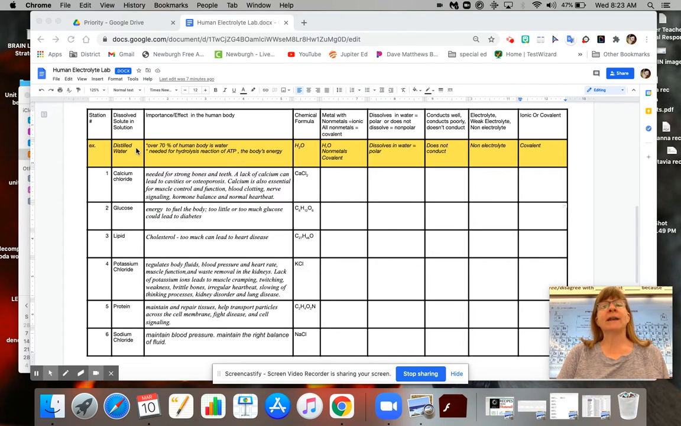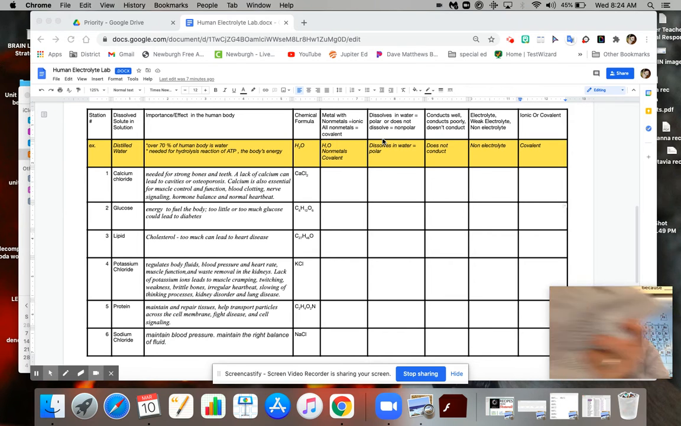Okay, well, we know our body is mostly water, right? So distilled water, it's over 70% of the human body is water, and we need it for the body's energy. Again, we're looking at my screen. The chemical formula for water is H2O, which is made of H's and O's. Those are both non-metals. Looking here, again, oxygen is a non-metal and hydrogen is a non-metal on the wrong side, don't forget. And because they're all non-metals, it makes it covalent.